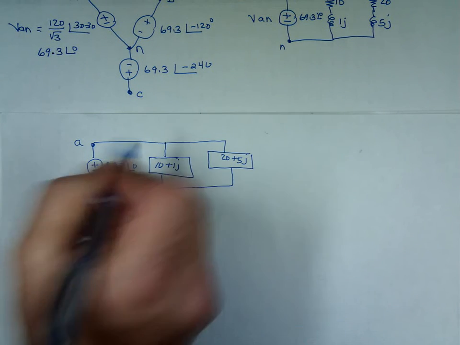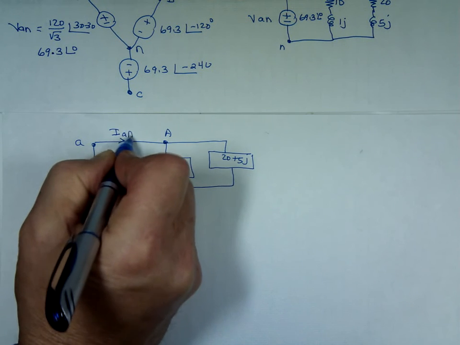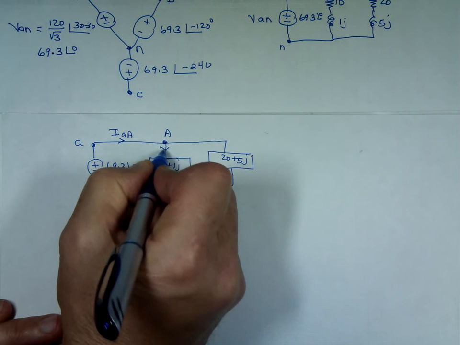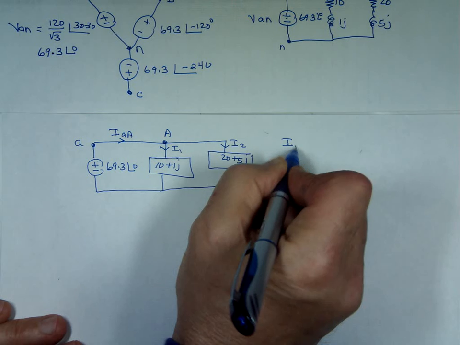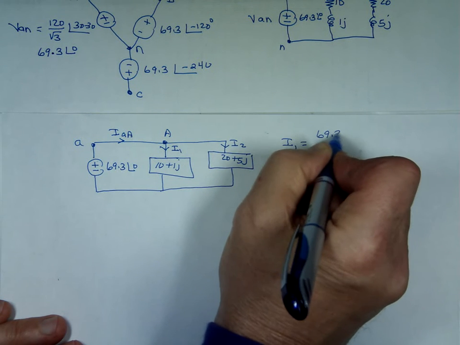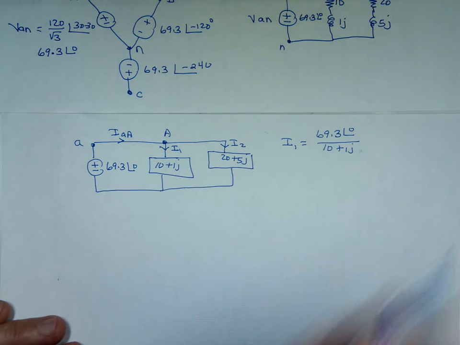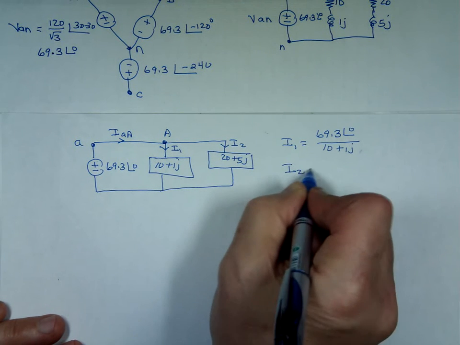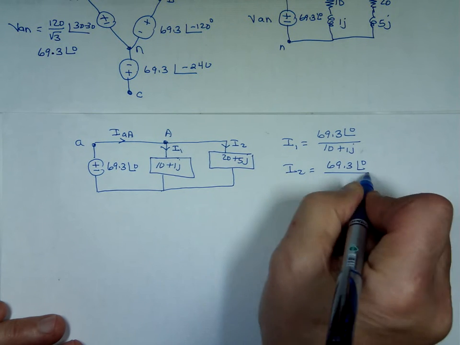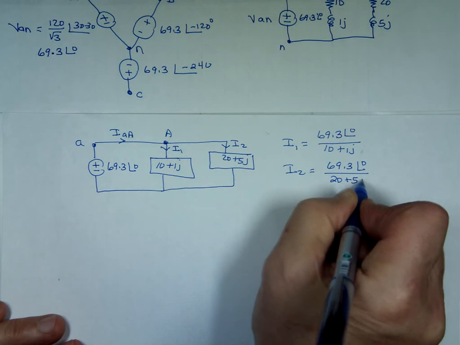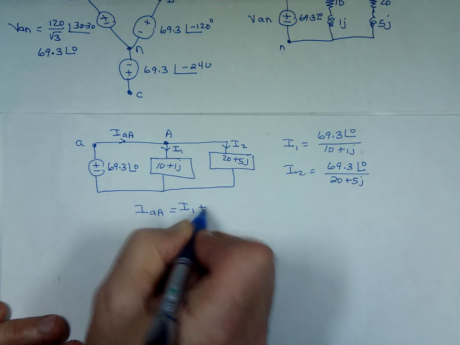Now, what you're looking for is the current from A to A. Let me call this one I sub 1, and let me call this I sub 2. So I sub 1 is going to equal 69.3 angle 0 divided by 10 plus 1j. And I sub 2 is going to be 69.3 angle 0 divided by 20 plus 5j. And I sub AA is I sub 1 plus I sub 2.